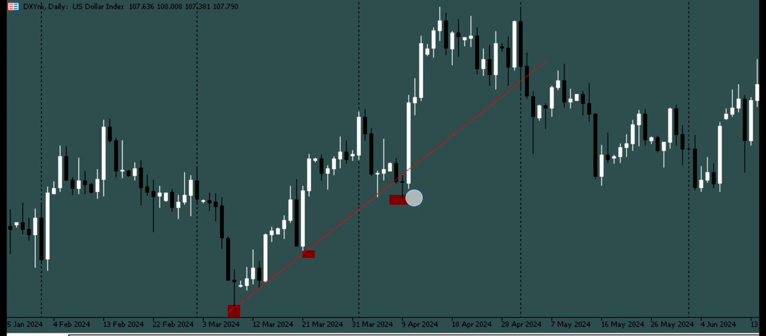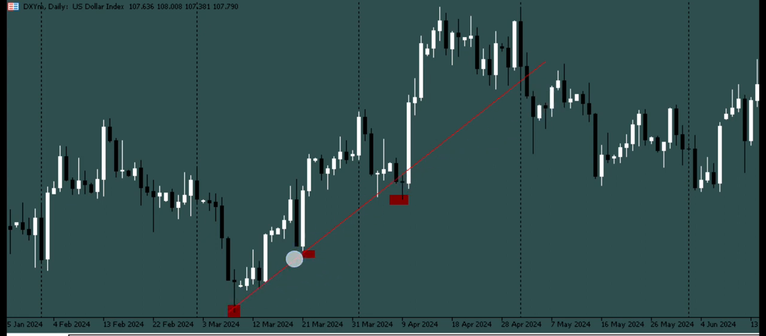Then you place your target. You understand? This is it. Every third touch, 70% of the time, they usually move very far. You understand? So for most traders, this is their strategy.